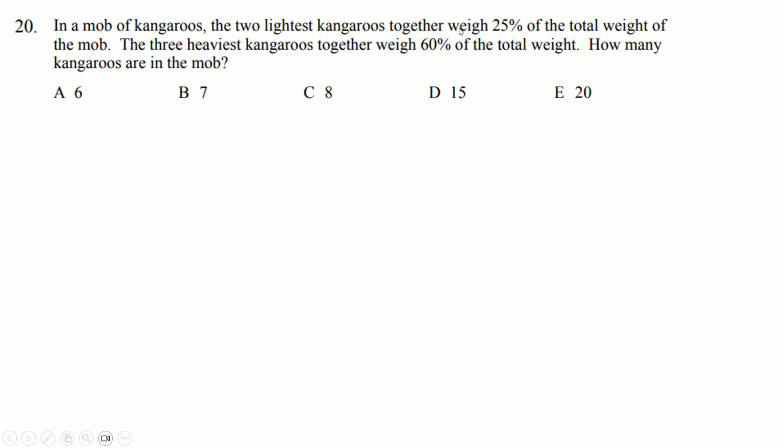In a mob of kangaroos, the two lightest weigh 25% of the total. Let's call the total T, and the two lightest, which I'll just call A and B, weigh 0.25 times T, because of course that's the decimal for 25%. The three heaviest, which I'll call C, D, and E, weigh 60% of the total weight.